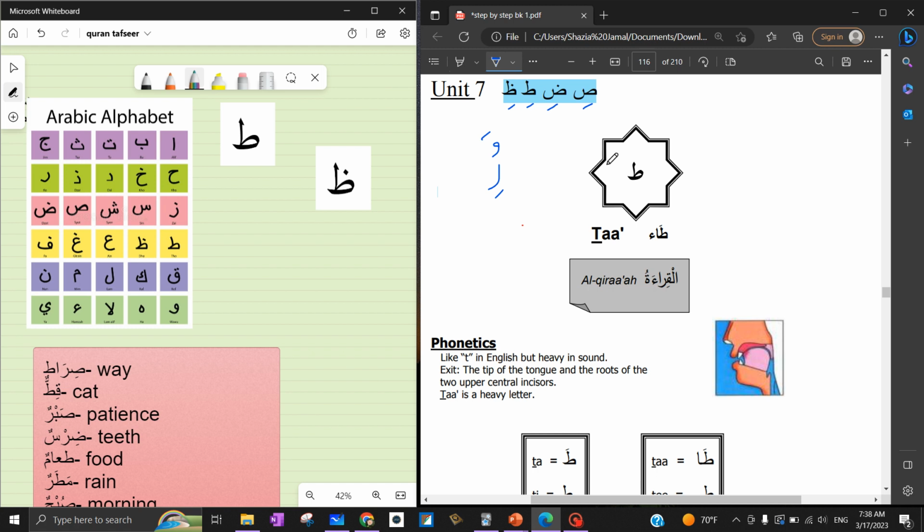So the first letter in this unit is the letter ta. This is a heavy letter, and it is one of the Kalkala letters. For the students who are in Tajweed, they know these are the letters which have a property of shaking, when these letters are on sukoon.